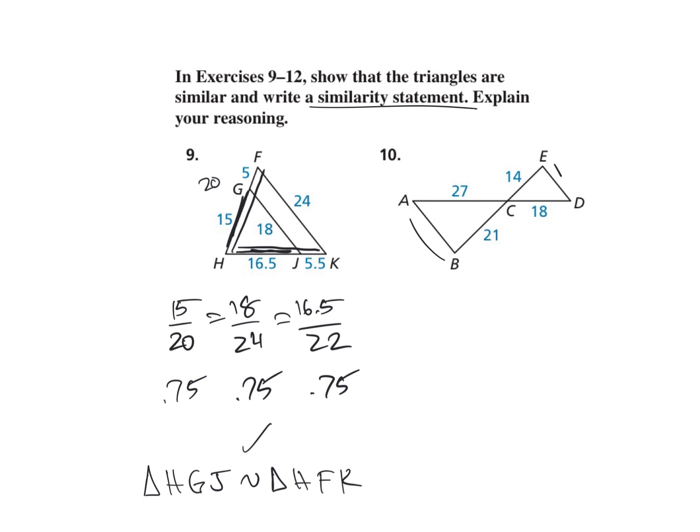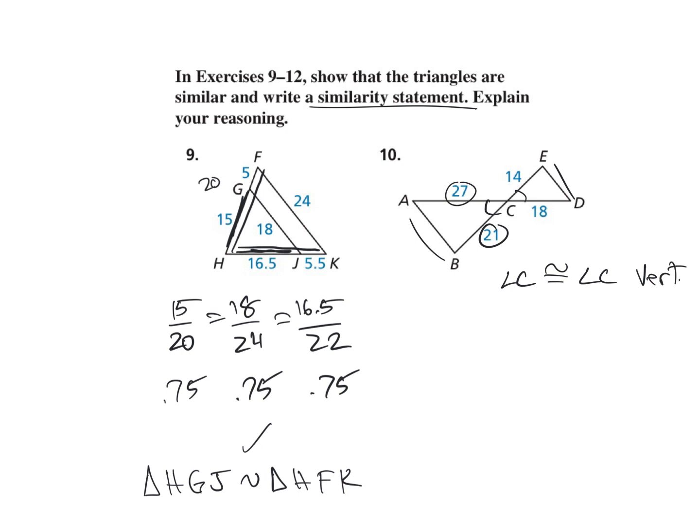We don't have AB or ED, so we're going to use side, angle, side. That's going to be our reason if these work. So we know angle C is congruent to angle C. That's vertical angles. Okay? And now we match up the sides.